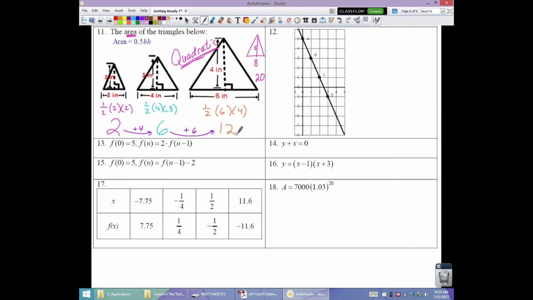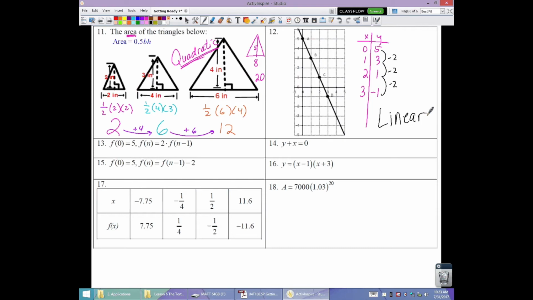All right, number 12, we want to put these in a form we can deal with. Point A here is 0, 5. B is 1, 3. C is 2, 1. And D is 3, -1. So we see in that pattern a constant rate of change. It goes down 2 each time. So that makes this linear.